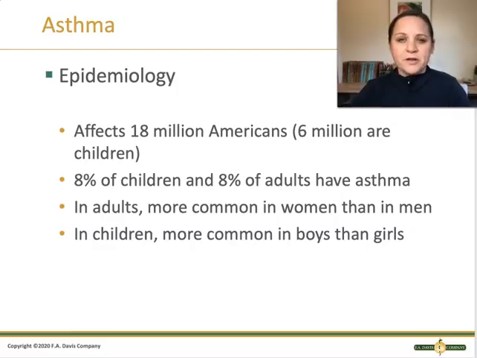Let's get started. So asthma is one exemplar that we discuss as it pertains to gas exchange because it's one of the most common and prevalent respiratory illnesses that we see in our country. It affects approximately 18 million people in the US, 6 million of those being children. And about 8% of kids and 8% of adults have asthma, whether it's mild or moderate or severe. In adults, it's more common in women, and in children, it's more common in boys.